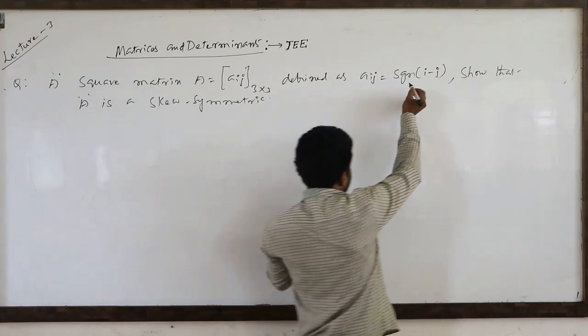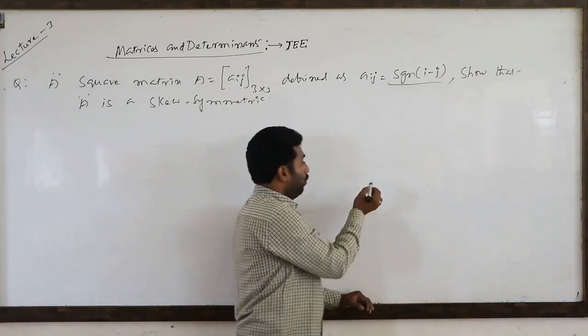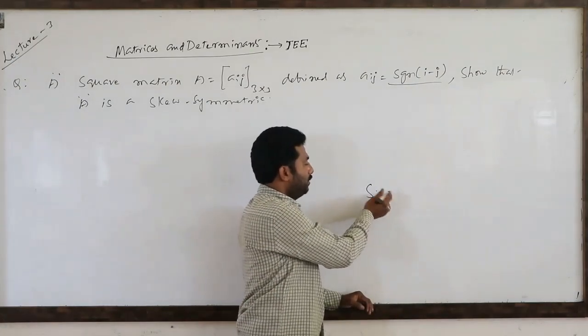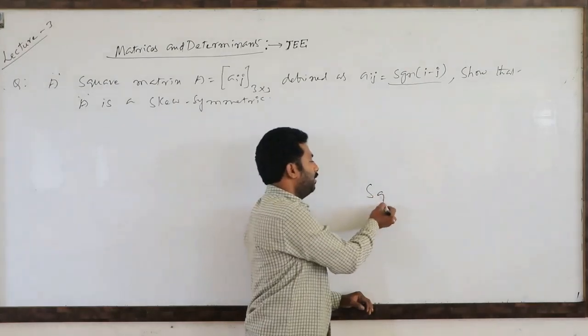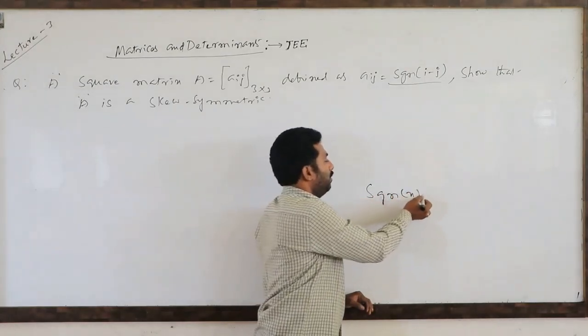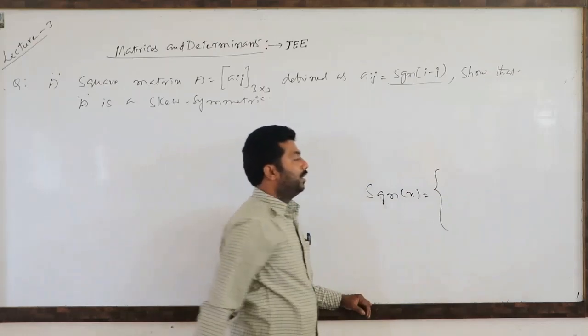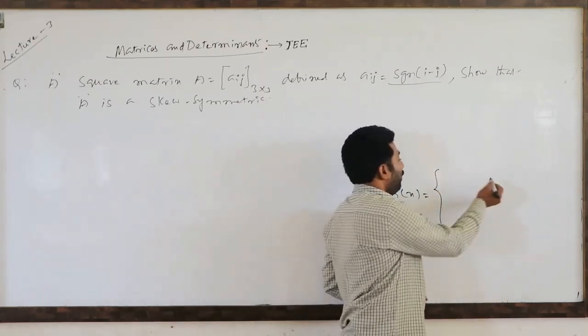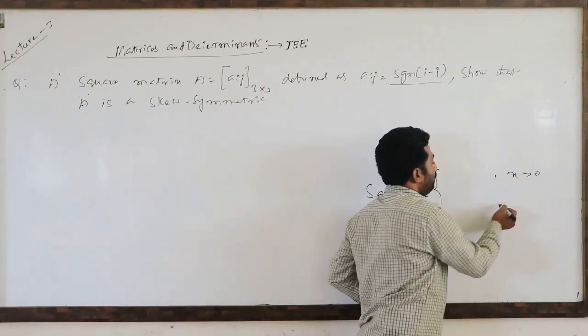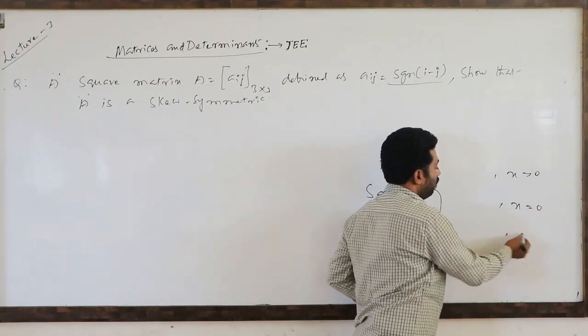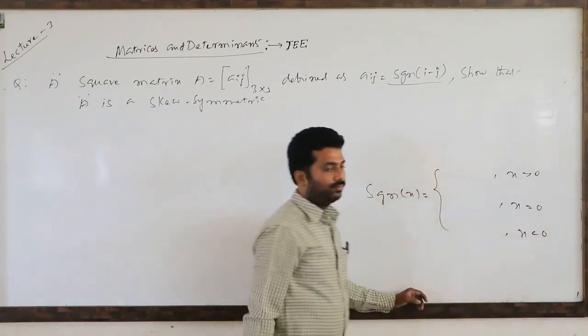First, this one you observe: the signum function. What is the definition of the signum function? Sgn(x) depends on x only: if x is positive, if x equals 0, if x is negative.